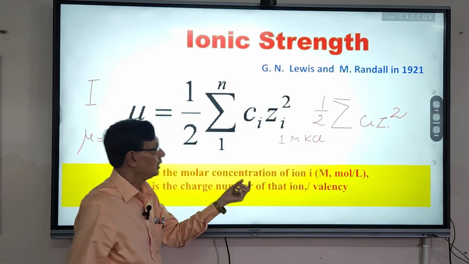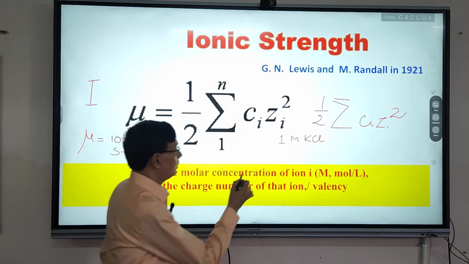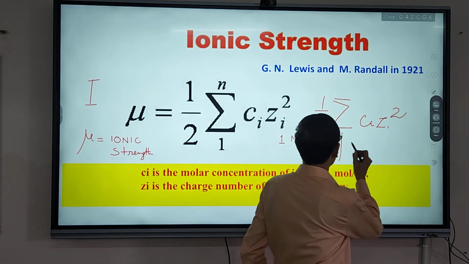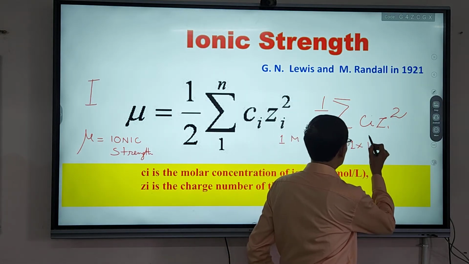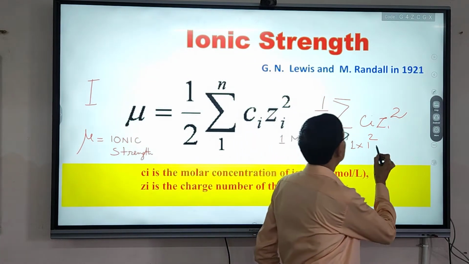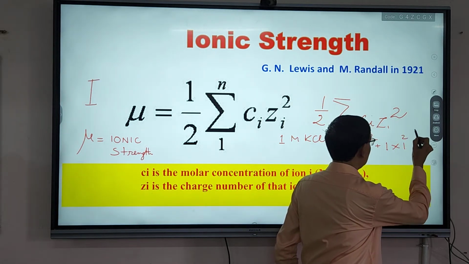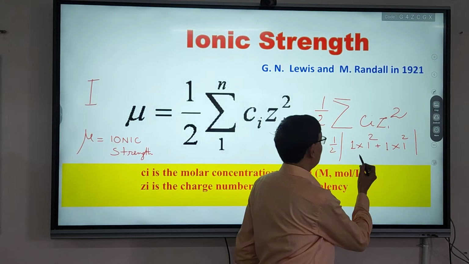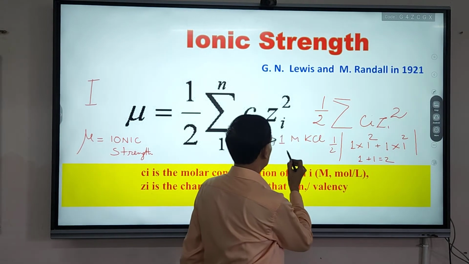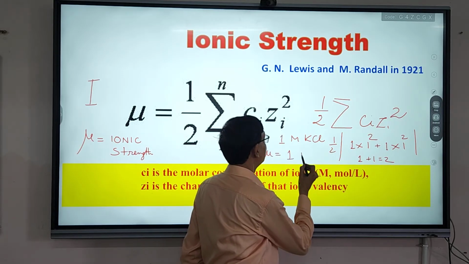So C is the concentration, Z is the valency. So I should write half, 1, valency is 1, so 1 square for the potassium ion. Then for the chloride ion, concentration is 1, 1 square. So 1 plus 1 is equal to 2, divided by 2. What is the ionic strength? 1. Very good.